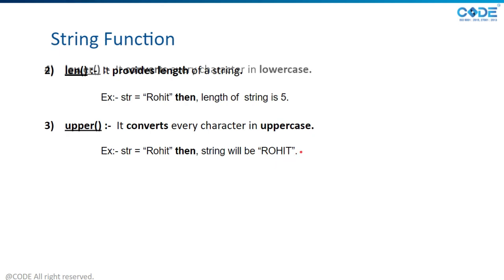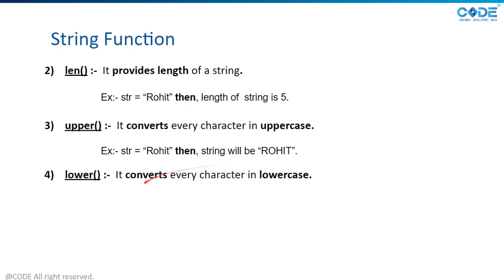Now next move on to lower. It performs similarly to upper, but in this case it converts all the alphabet to lowercase, and it also moves from one letter to another. So for example, R is capital, so it will take R and check if it is small or not, then it will make it small. Then it will check O, and O is small only, so it will leave it. Then it will check H and then I, then T, and then our output will be rohit in lowercase.